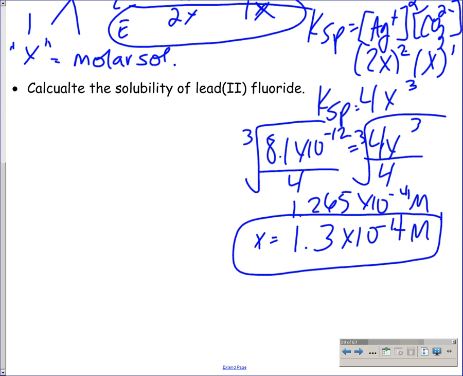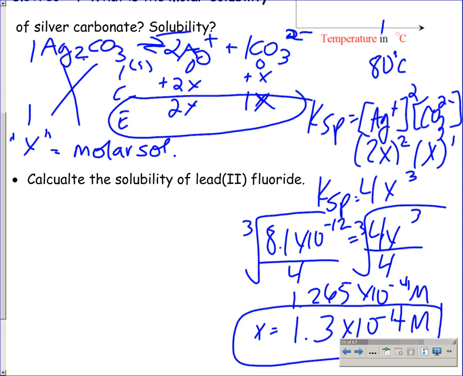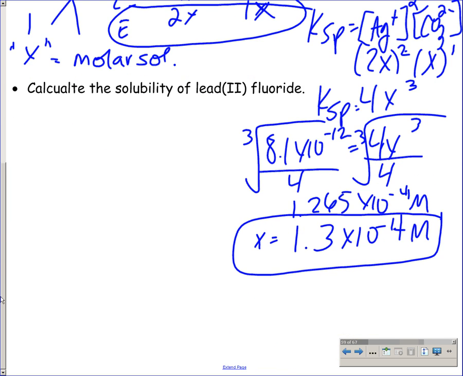All right, so if you solve for x, what did we just say we solve for then? Molar solubility. The other question was to solve for just solubility. What's the units for solubility? Grams per liter. So this is our good starting point.